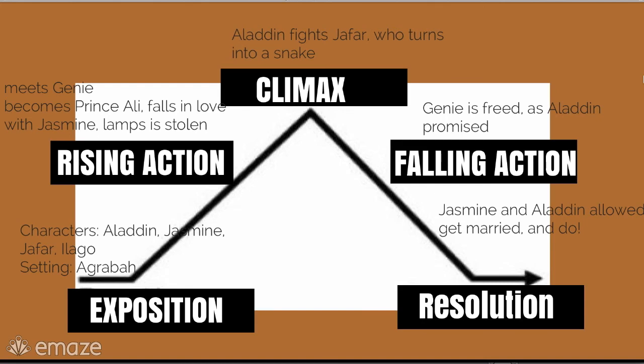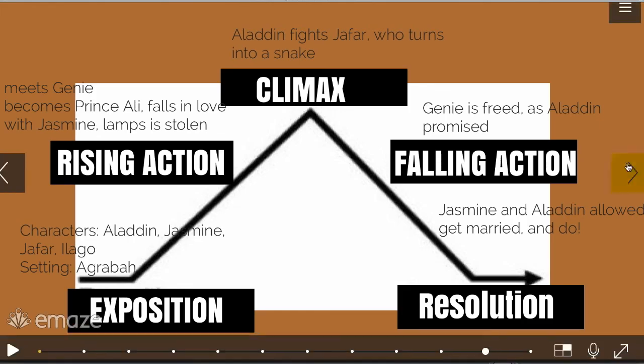There you have it. Those are the basic components of a plot structure map for narrative writing.